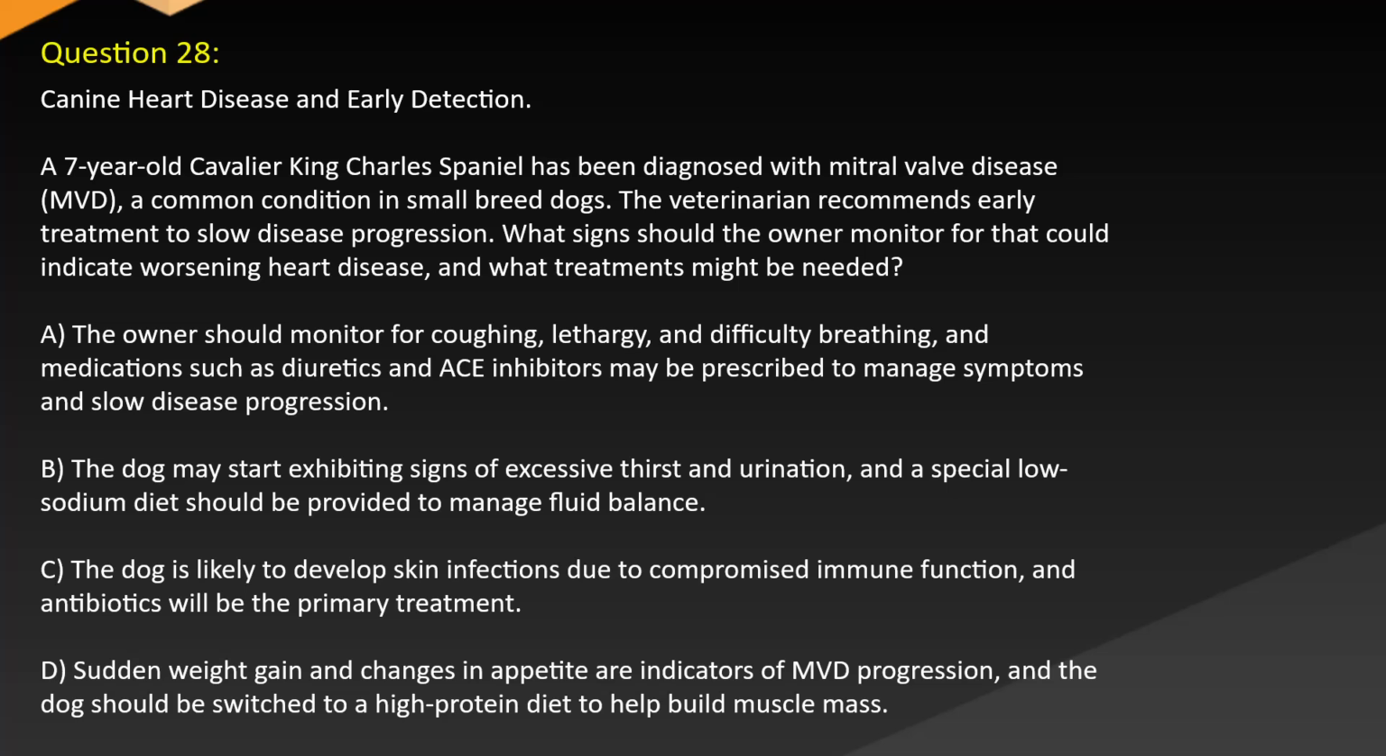A. The owner should monitor for coughing, lethargy, and difficulty breathing, and medications such as diuretics and ACE inhibitors may be prescribed to manage symptoms and slow disease progression. B. The dog may start exhibiting signs of excessive thirst and urination, and a special low-sodium diet should be provided to manage fluid balance. C. The dog is likely to develop skin infections due to compromised immune function, and antibiotics are the primary treatment. D. Sudden weight gain and changes in appetite are indicators of MVD progression, and the dog should be switched to a high-protein diet to help build muscle mass.